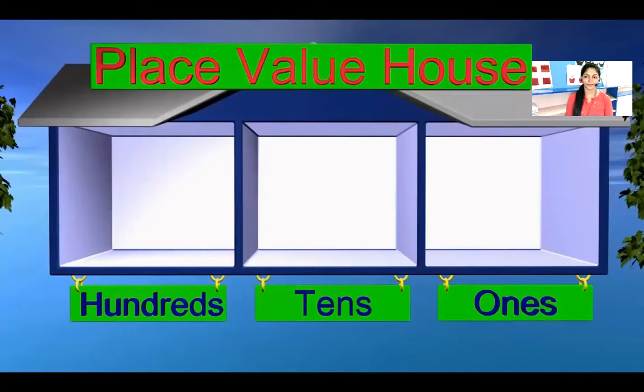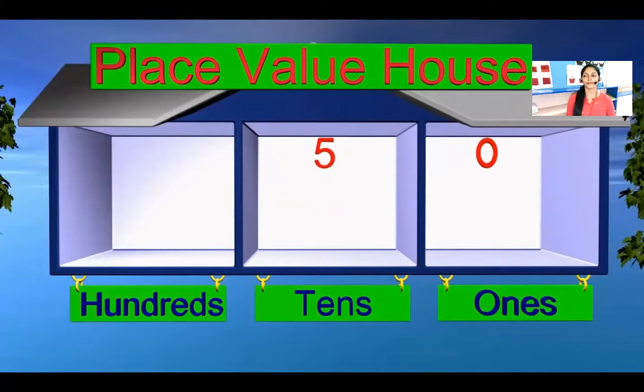Remember that a digit is any number from 0 to 9. In this house, we can only have one number or digit in each room. That is the rule, and we have to follow it. So let's look at this number and put it in the right place. Here we have the number 50. The number 50 has two digits in it. The 0 is a digit, and the 5 is a digit. So they need to be in separate rooms in the house.